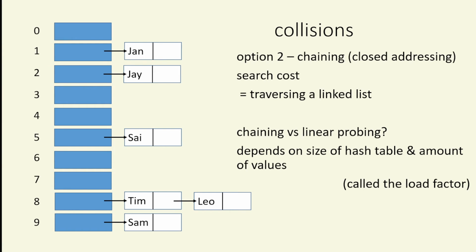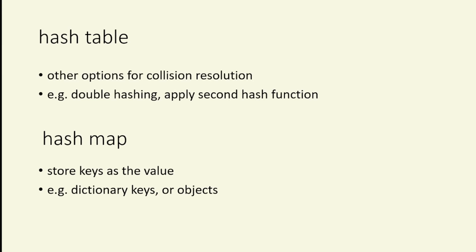In linear probing, we've still got to find the element. If it's not at the index that we expect, we've got to find it afterwards. So this is like a linear search. Also, if we use chaining, we have to traverse the linked list. So there's different cost values. Which one's better depends on the load factor, which is the size of the hash table and the amount of values. Now there are other approaches for collision resolution, such as double hashing, where you use the first hash function, and if there's a collision, use the second hash function.